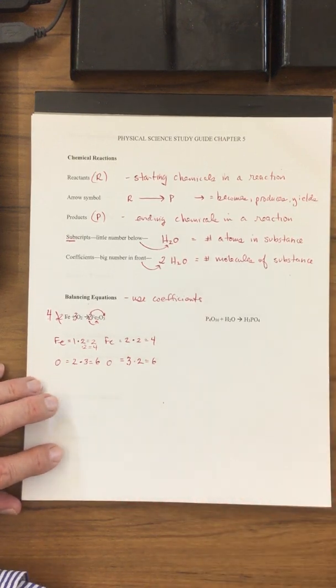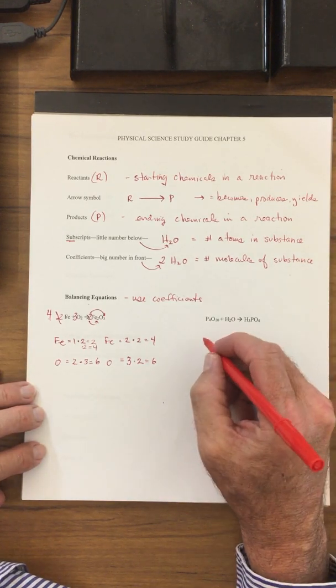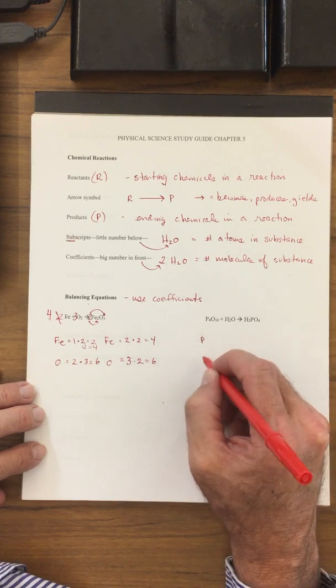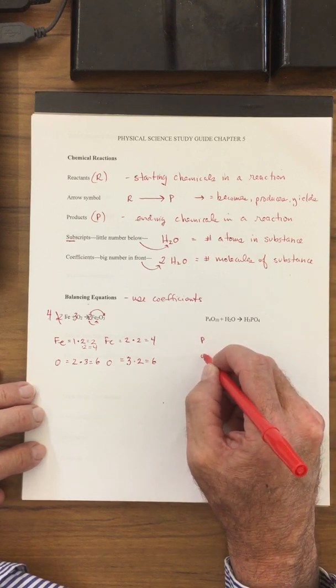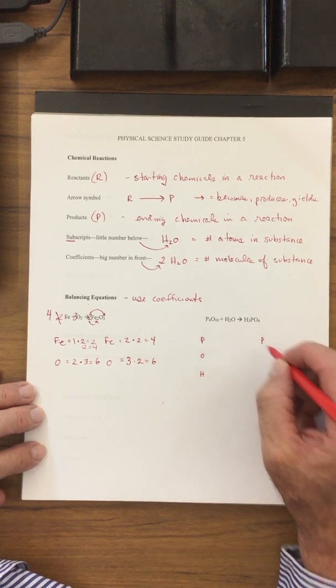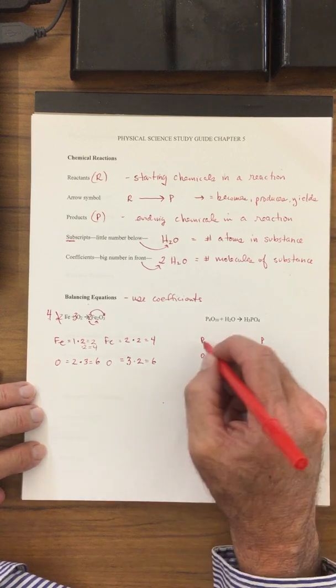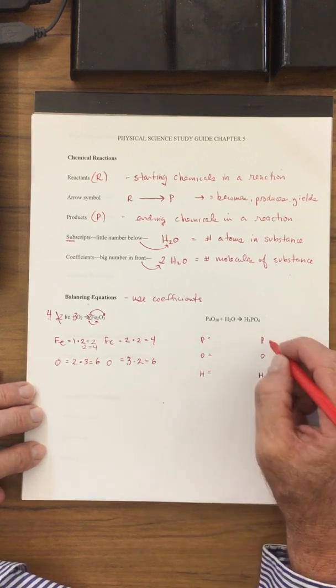Go ahead and try to do this by yourself, and hopefully you can pause and then come back when you've tried it. Okay, hopefully you've done this and you've listed them, the P, O, and H, and the P, O, and the H. So how many of each?